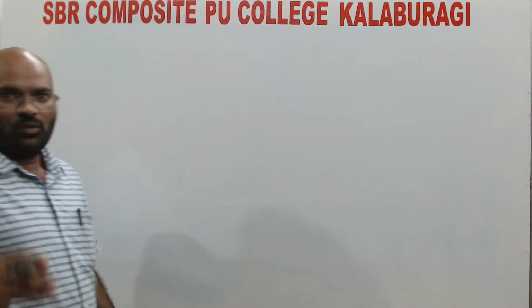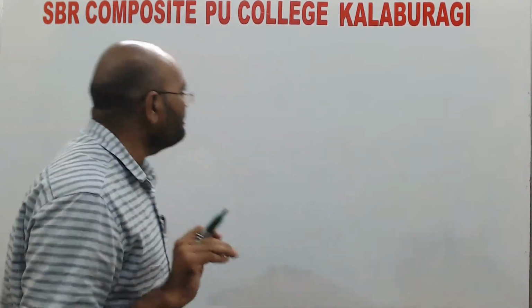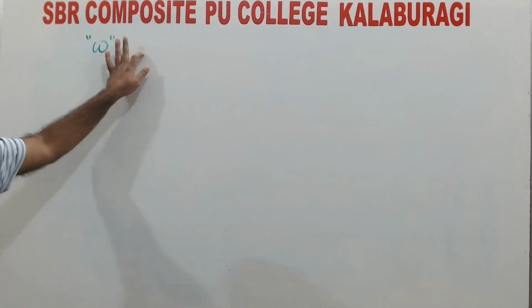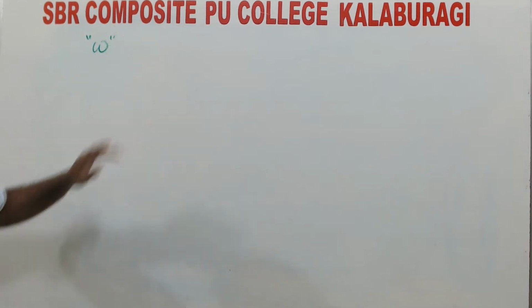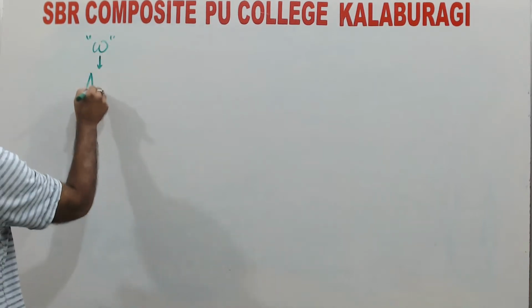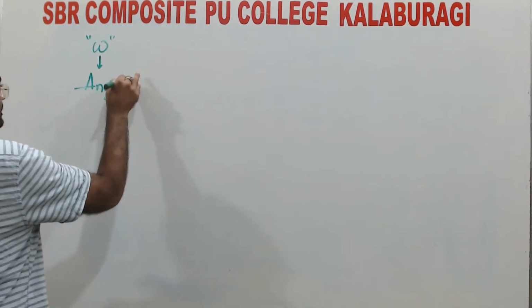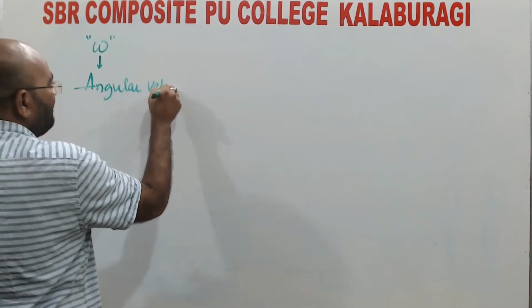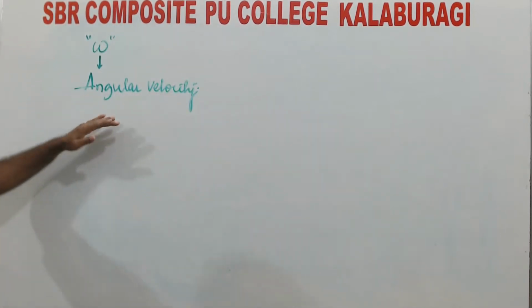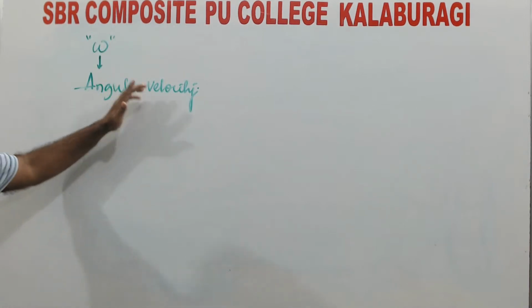There is a question we got, sir: what is the meaning of that omega? So this omega is called angular frequency or angular velocity. Omega is always called angular velocity, the angular velocity of a given particle.